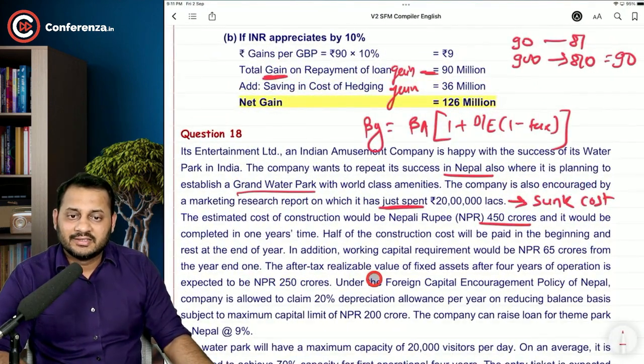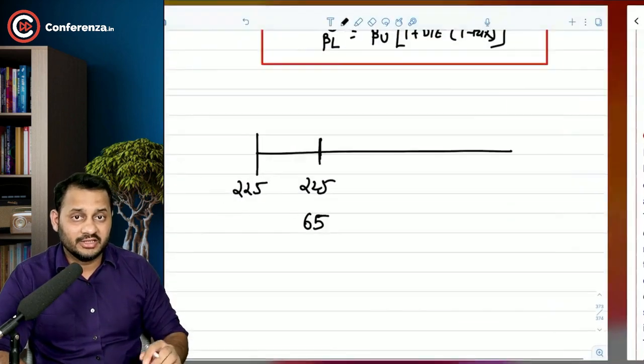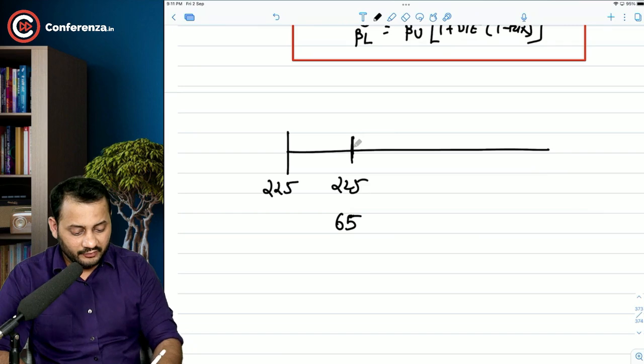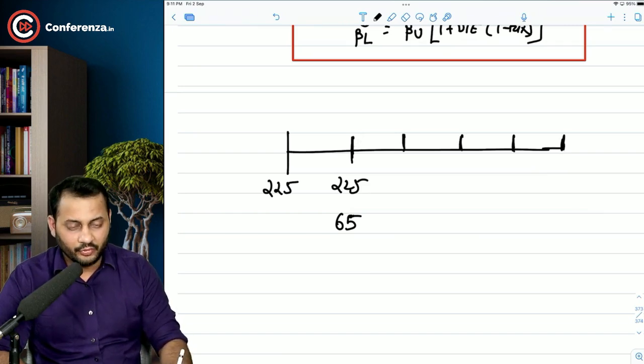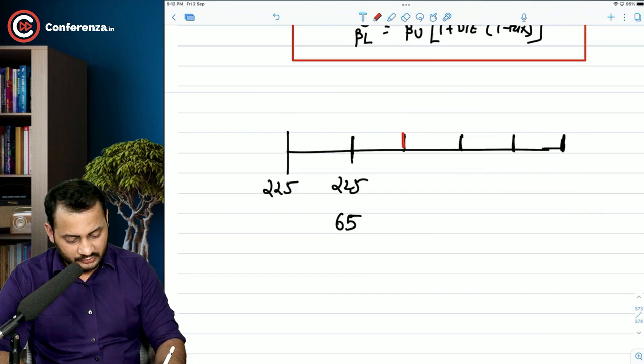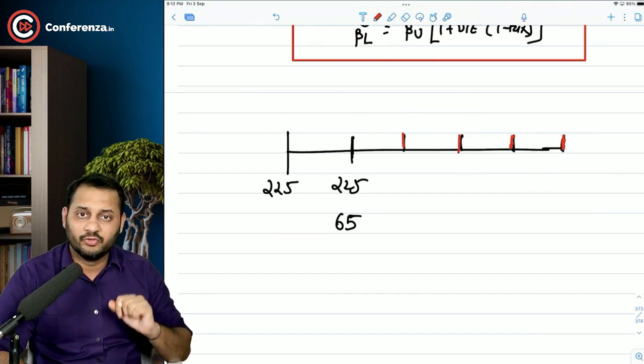The after tax realizable value of the fixed assets after 4 years of operation. Operation will start after 1 year, right? Because the entire construction is going to take 1 year. So 4 years will start from this part. 1, 2, 3 and 4. So these are the 4 years of operation. In total it is 5 years, but operational period is 4 years only.